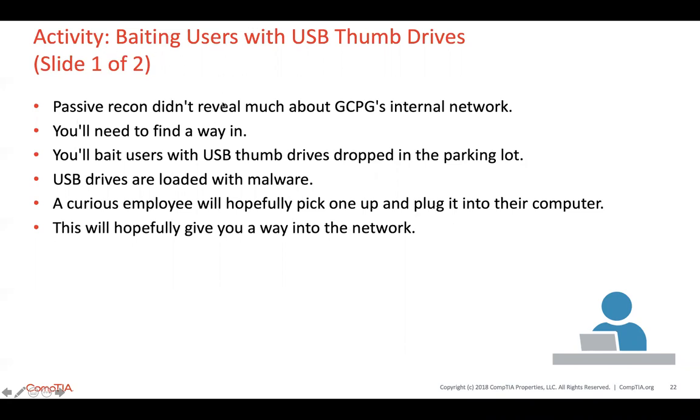Okay, so this describes an activity, and we'll just go over this real quick. Passive recon didn't reveal much about the company's internal network. You'll need to find a way in. You bait users with USB thumb drives dropped in the parking lot. USB drives are loaded with malware. A curious employee will hopefully pick it up and plug it into their computer. This will hopefully give you your way into the network.